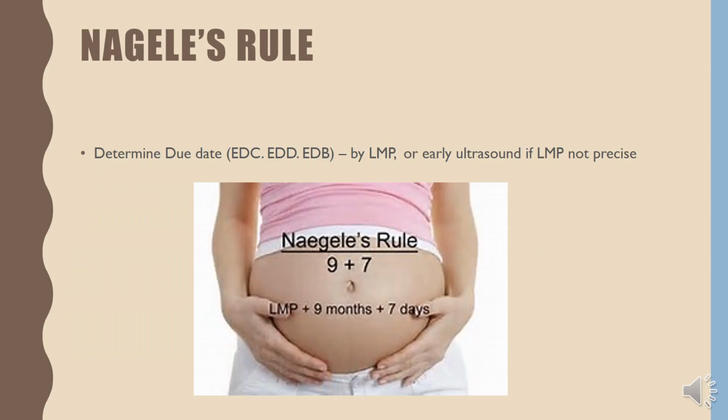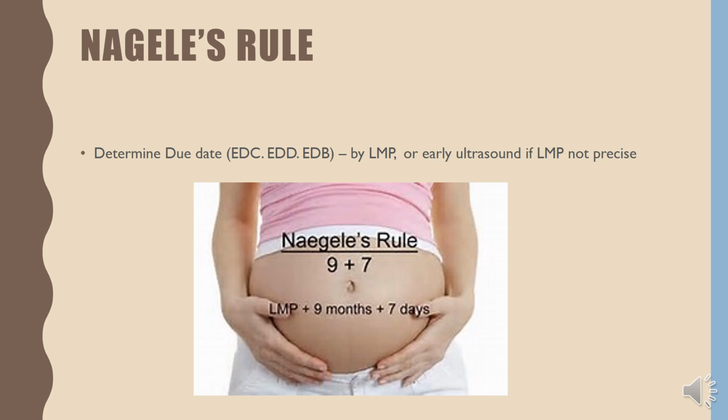Nagel's rule. So Nagel's rule tells us how to determine a due date. So once we get through some of that client history, we look at that LMP and we have to figure out when this person is due. So in the book, it's going to show you as subtract 3 months from the LMP, add 7 days, and add a year. I also like just adding 9 months and 7 days. So plus 9 and plus 7. It gets you the same result.